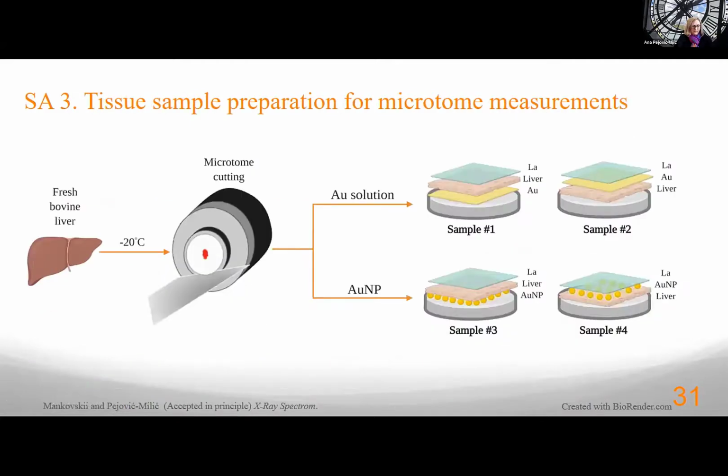Now, I wouldn't be an experimentalist if I believed the Monte Carlo modeling blindly, so we proceeded to experimental testing. What we did, we obtained fresh bovine liver, and it was frozen to -20 and prepared into microtome cuts equivalent to ones that we would receive from pathology or histology. And then they were treated in two different ways, either with gold solution or gold nanoparticle standard. And we created 4 samples, and samples 1 and 2 were prepared with certified gold solution, while 3 and 4 with the reference material in different geometries.